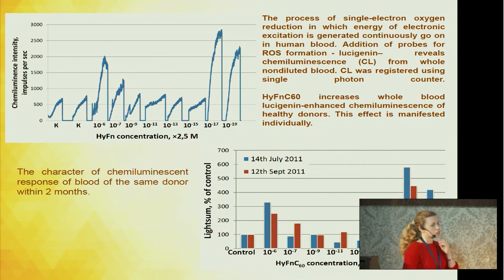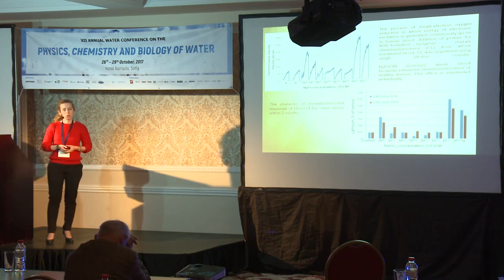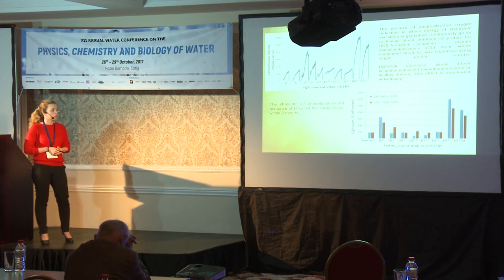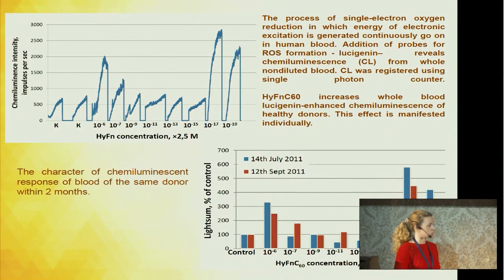What is interesting is that such reaction is quite individual, and some person's blood may react rather modestly, but in some person's blood there might be huge peaks, much higher than here. And we had an experiment when we took the blood of the same person within a period of 2 months, and we can compare these results. They're comparable. So it is interesting to notice that it can be repeated even with the same person.